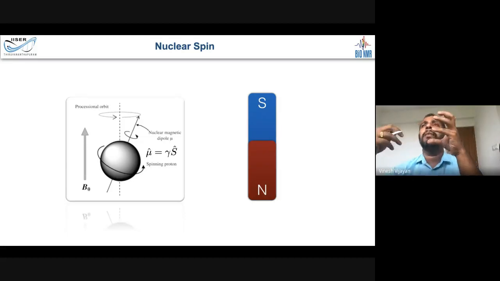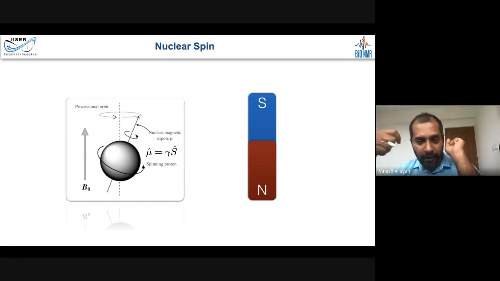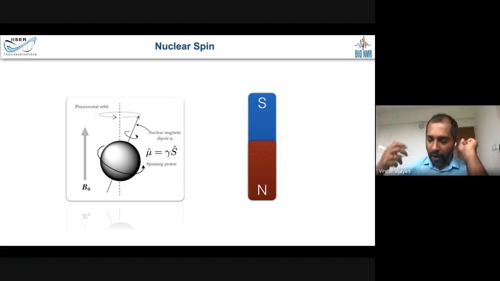Because only when you have a magnetic moment can it interact with a magnetic field. Okay, so anything that has to interact with the magnetic field should have a magnetic moment. It should have an intrinsic magnetic moment. Now, how is that related?